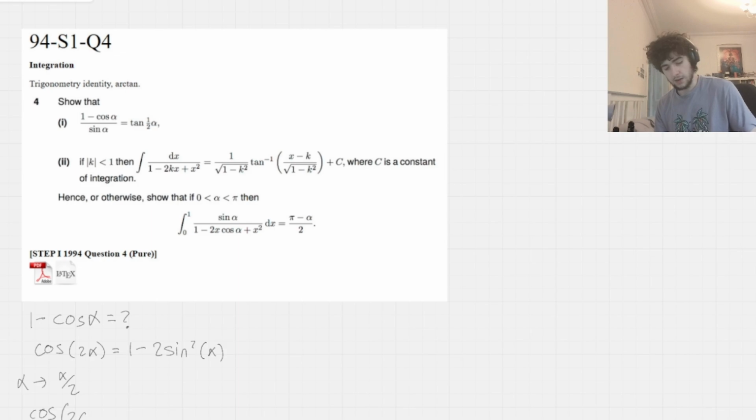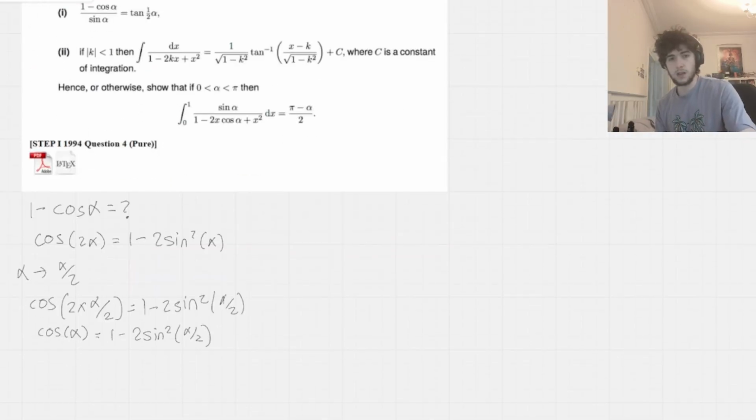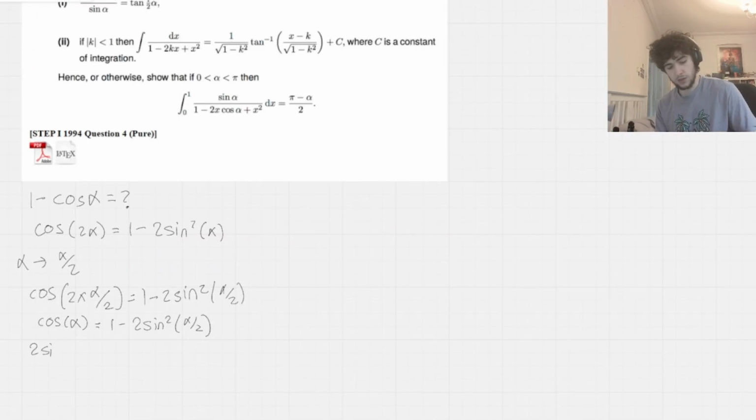So all in all, what you get then is cosine of 2 times alpha over 2 is equal to 1 minus 2 sine squared alpha over 2, right? Which effectively gives you cosine alpha in terms of sine alpha. So then you get cosine alpha is 1 minus 2 sine squared alpha over 2, right? And rearranging this, you can see therefore that 2 sine squared alpha over 2 is equal to 1 minus cosine alpha, right?